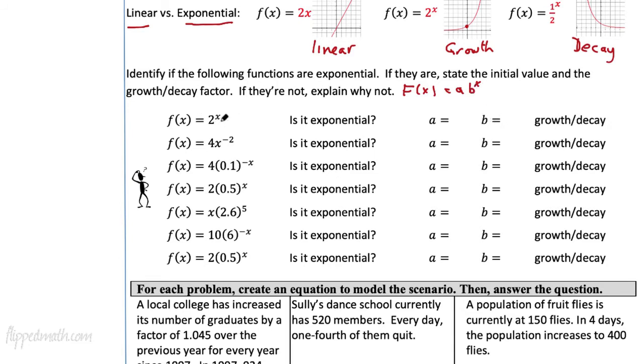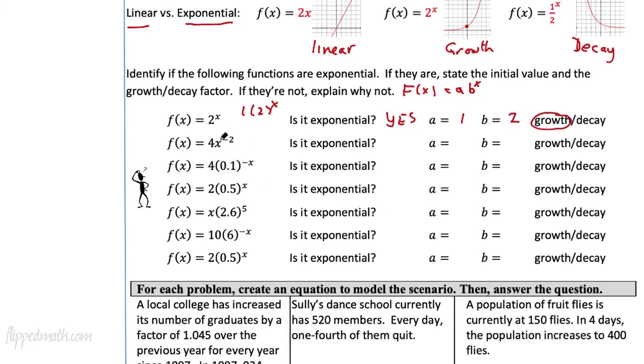Okay, so the first example we have, we graphed it up here. Is it exponential first? Yes, it is. That's definitely exponential. The a value, what number is in front there that we're not writing? a is equal to 1. This is really 1 times 2 to the x. And so the growth factor would be 2. And it's growth, not decay, because it's greater than 1. Easy enough? How about the next one?